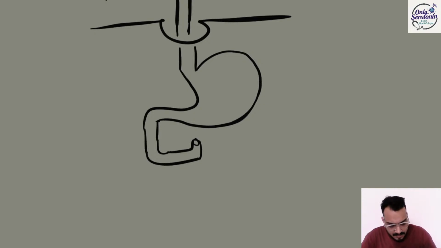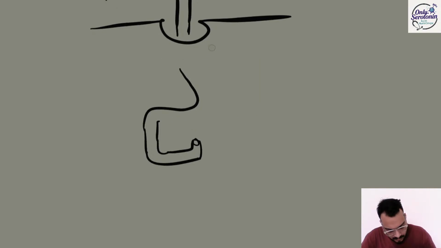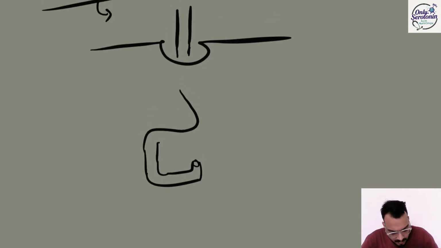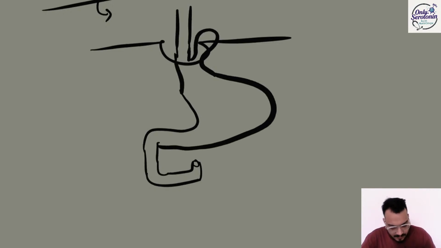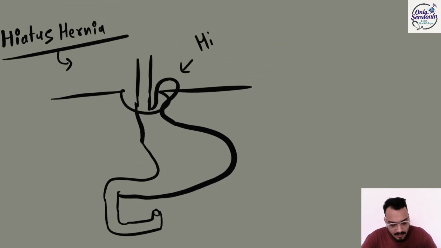Let's see how it will go, guys. So now what is going to happen, the third part will come here, the cardiac part and the fundus part will come like this, and my stomach will start like this. It will become like this, right? This place here is known as what? This place here is known as your hiatus hernia.